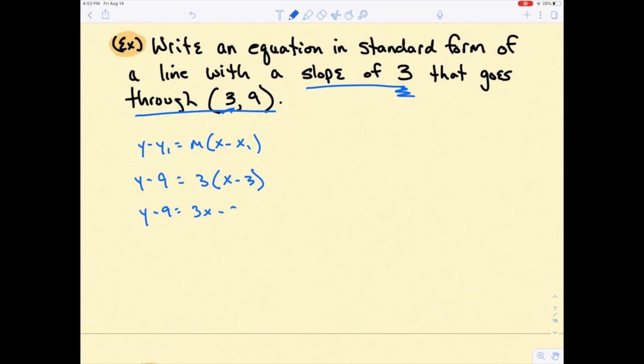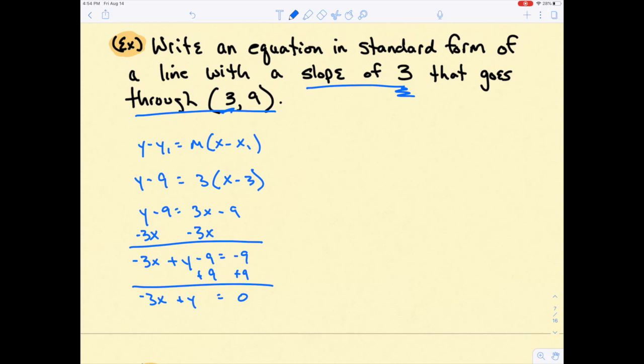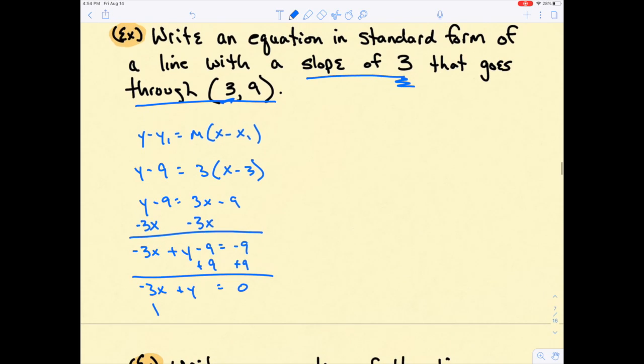3x minus 9. The rule that I recall is that the x's and y's have to be on the same side. So I'm going to do this. The 9's have to be away from the x and y, so I'm going to add 9 to both sides. And my a value should be, so I do have integers, right? -3, +1, and 0. Those are all integers. However, I don't like that negative in front of the 3, so I'm going to multiply the whole thing by -1. And I'm going to turn this into 3x minus y equals 0. And that's it. That's all at once.